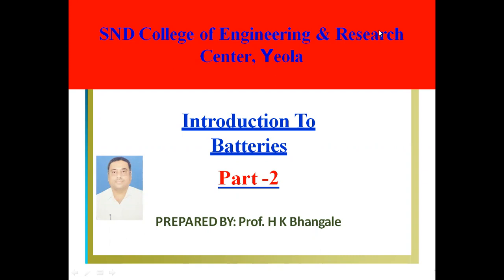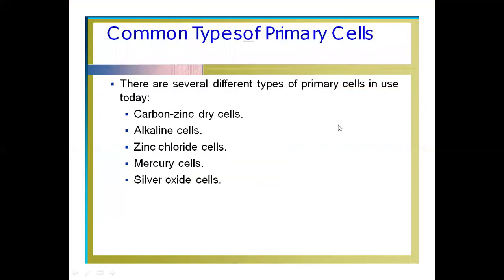So we are discussing the batteries. It is part 2, where we discuss the different types of batteries. There are several types of primary cells in use today. The common ones are carbon zinc dry cell, alkaline cells, zinc chloride cells, mercury cells, and silver oxide cells. One by one, we'll discuss each cell in detail.